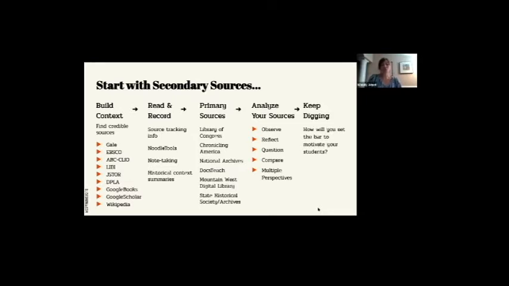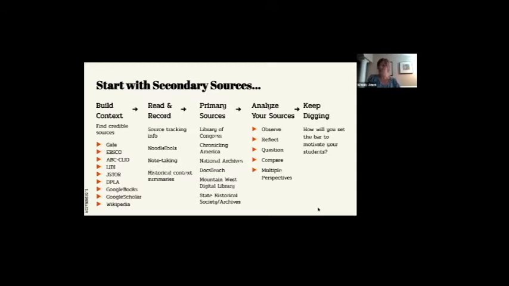So the first two steps in my research process are start with secondary sources, build their knowledge of the context, and then we already talked about great places you can send them to find credible secondary sources, not just any old web article that they find on Google. We really want to direct them to places where they will be reading the work of scholars or experts.